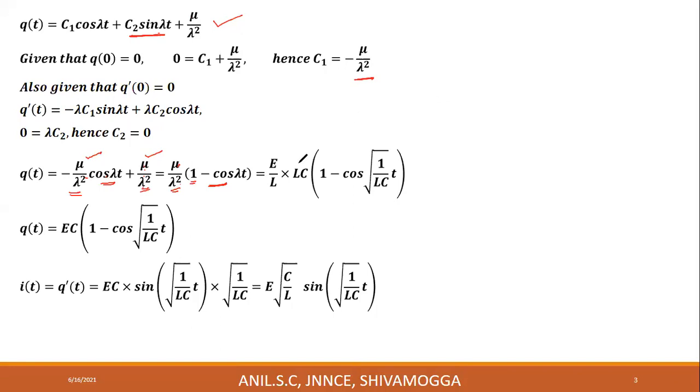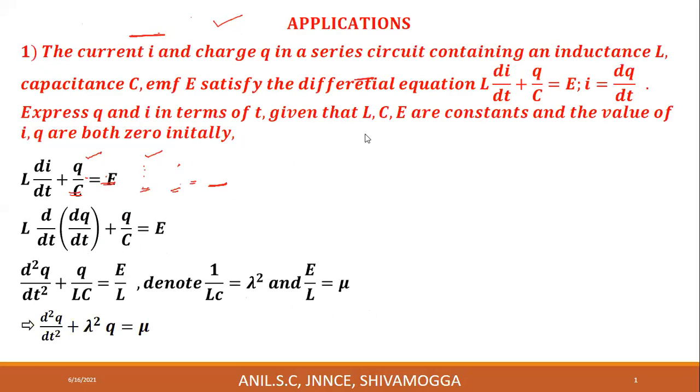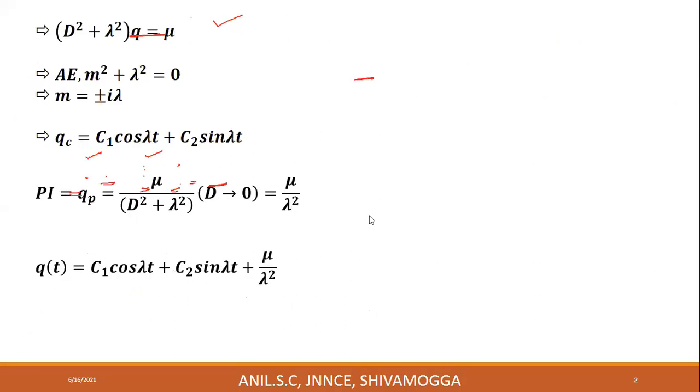This is equal to, now substitute mu and lambda. You can do that part. Substitute mu and lambda. The values are here. See, lambda square is equal to 1 by LC, mu is equal to E by L. Substitute.